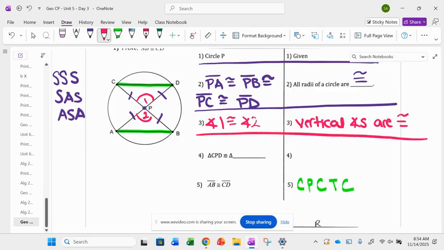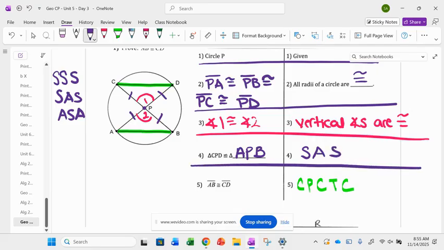Now, can I say the triangles are congruent? Yeah, so I wrote triangle CPD. So we're going to match that up. It doesn't matter, actually, CPD. I'm going to say APB. And what method are they congruent by? Leilani? SAS.